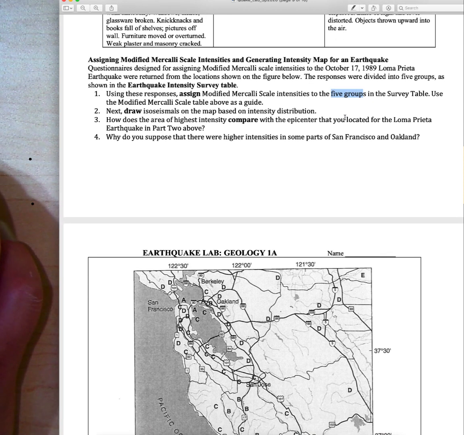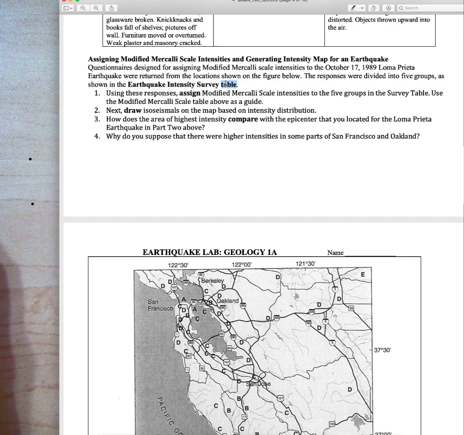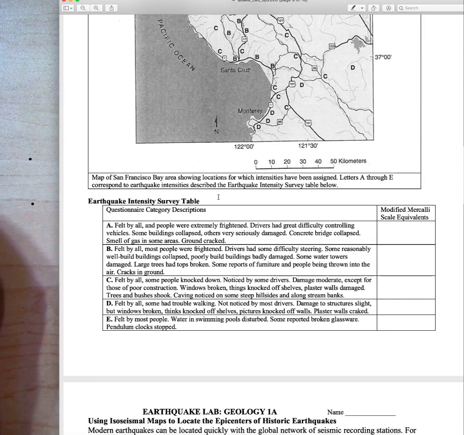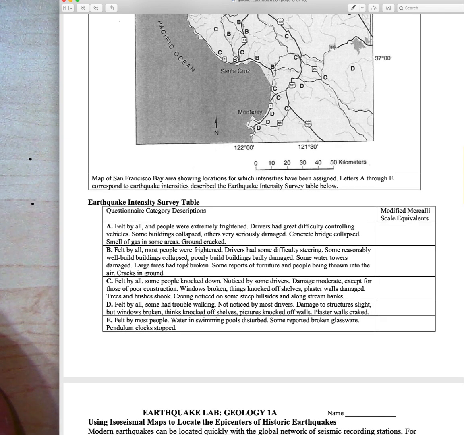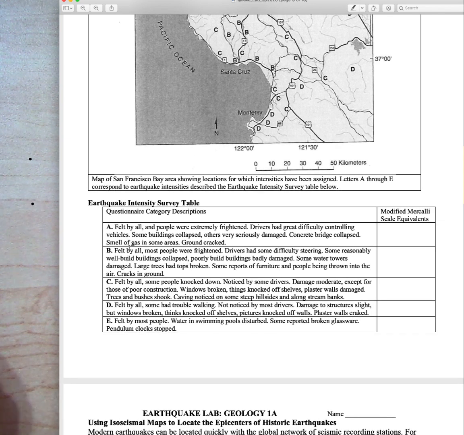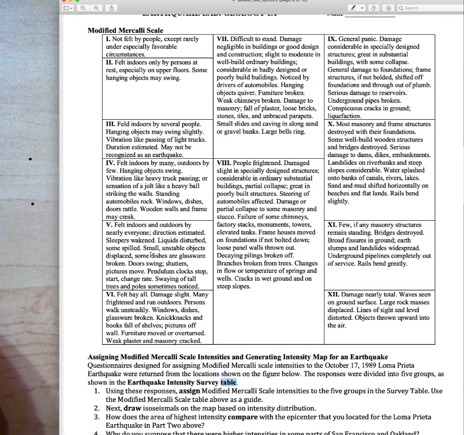And those 5 groups are stated down here on this survey table, and I have that table down below here. So you can see Group A, everybody felt it, they were all frightened, people had trouble driving, and then for people in B, well, they also felt it, there was some collapse, there was some other things going on here. So what happened is you want to use these descriptions and compare it to the modified Mercalli scale.